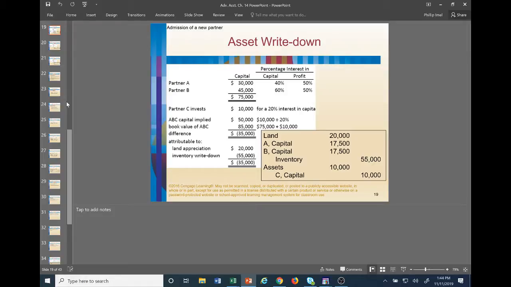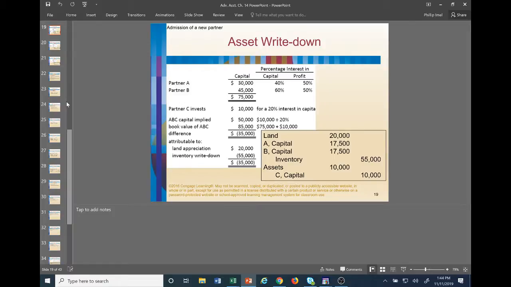Now the book value of the new partnership equals $85,000, consisting of the original partners' capital balances of $75,000 plus C's investment of $10,000. This difference between the fair value and the higher book value indicates the existence of unrecorded net write-downs or goodwill contributed by the incoming partner. The amount of the suggested write-down is calculated by comparing the implied fair value of $50,000 to the $85,000, representing the book value of the previous partnership plus the new partner's investment. The difference of $35,000 is equal to the necessary net write-down.